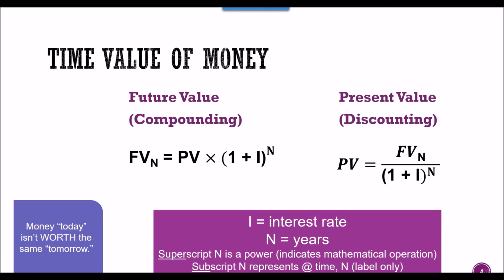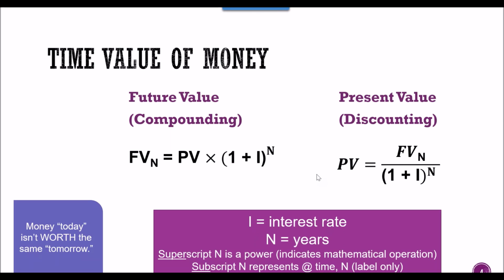Just a few clarifications. When you see N in these formulas, there's a superscript N and a subscript N. There are two different meanings. The superscript, which is the one that goes above, is a mathematical operation to indicate that you're taking something to a certain power, versus a subscript N, which is on the bottom. It represents a certain period in time, like the future value 5 years from now, or the future value 10 years from now. So it's a label only, and doesn't have any mathematical significance.